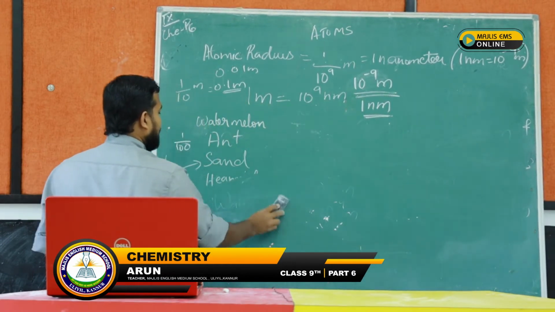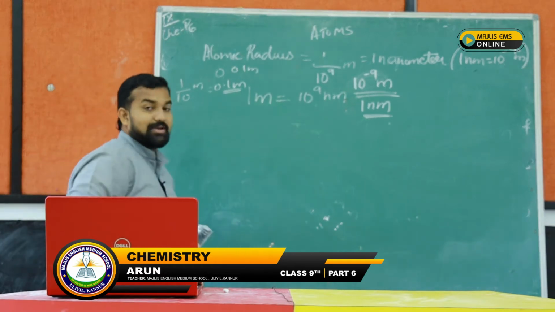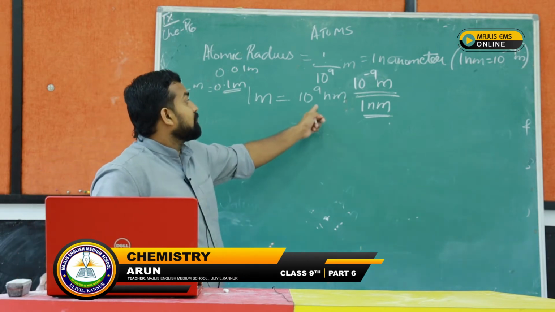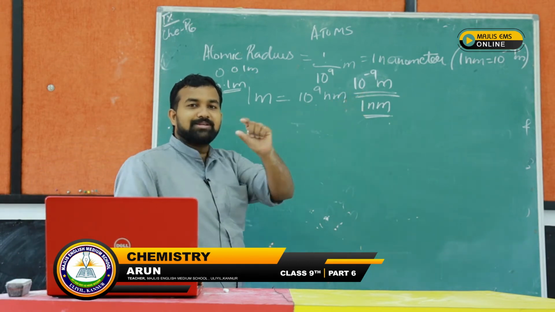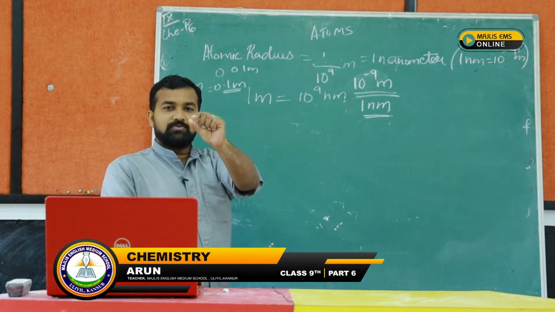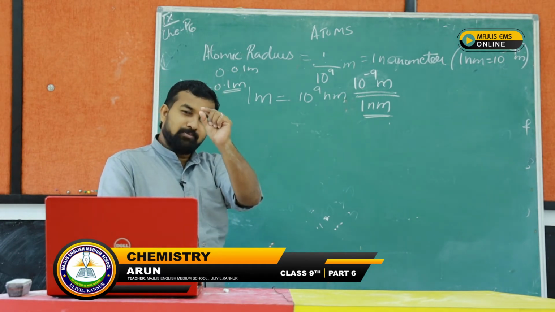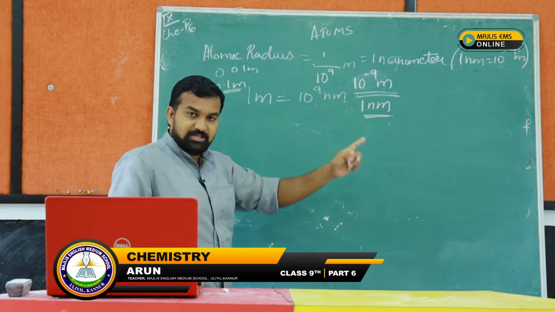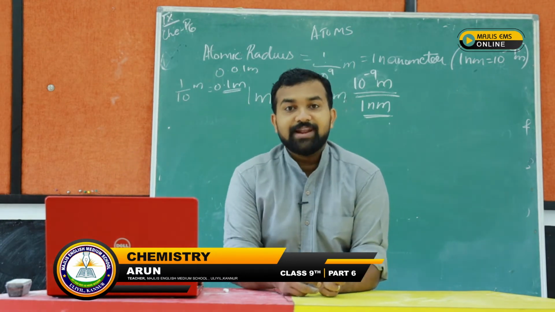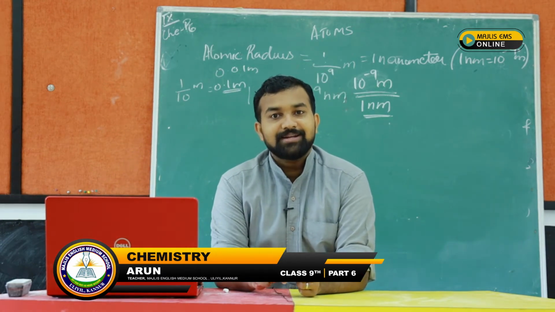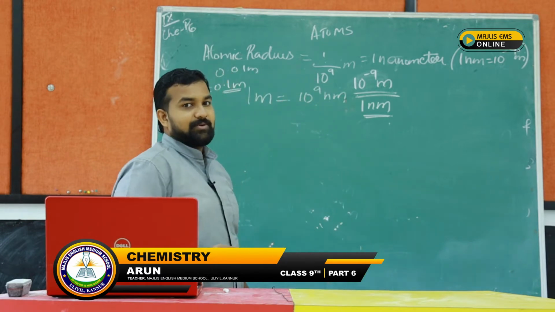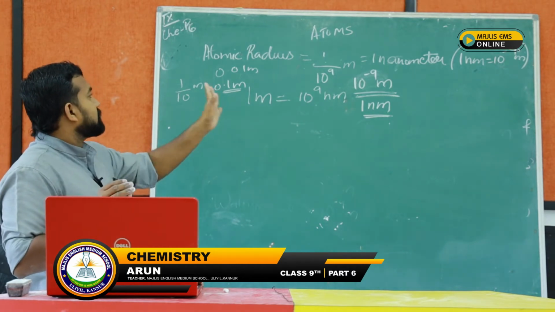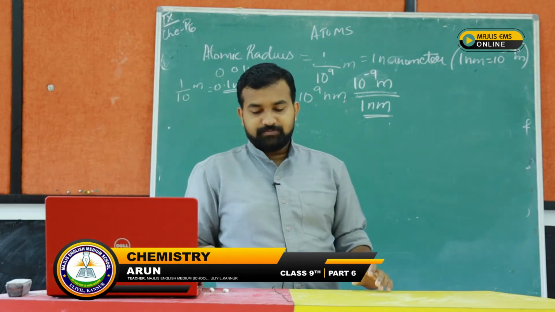Can you follow? Just as 1 meter is equal to 100 centimeter, likewise 10 raised to minus 9 meter is equal to 1 nanometer. It is a smaller unit. We can't even think of 1 nanometer. That much smaller it is. So the atomic radius of an atom is 1 nanometer, and that is 10 raised to minus 9 meter. I hope it's clear. It's very small. Okay, so that is about the radius and the size of an atom.